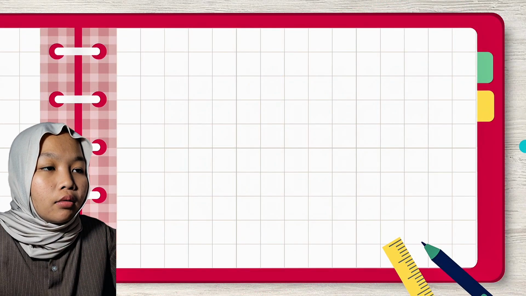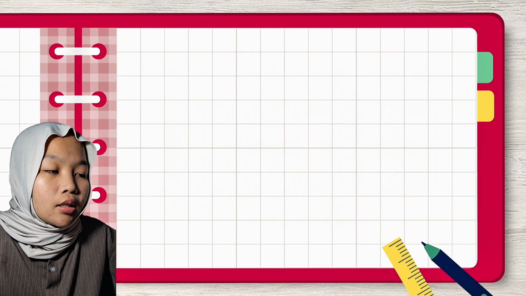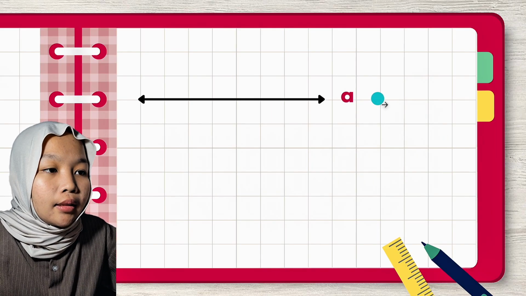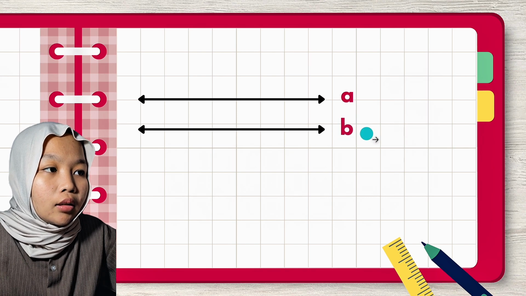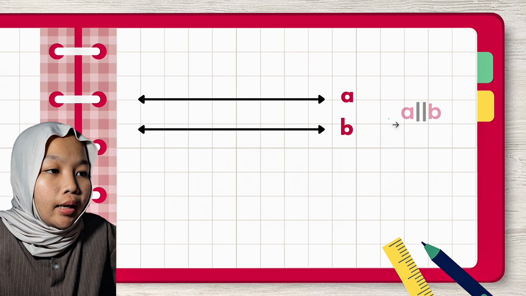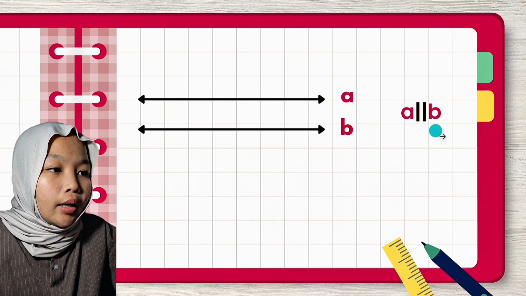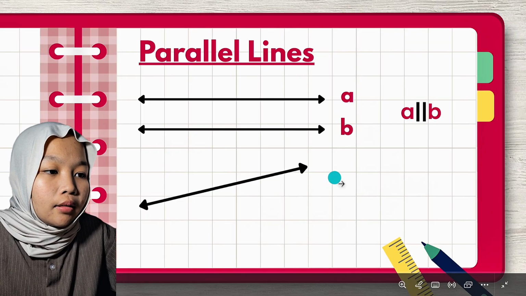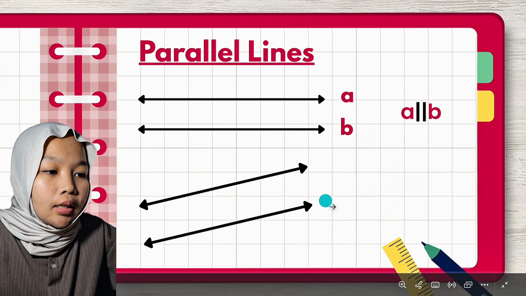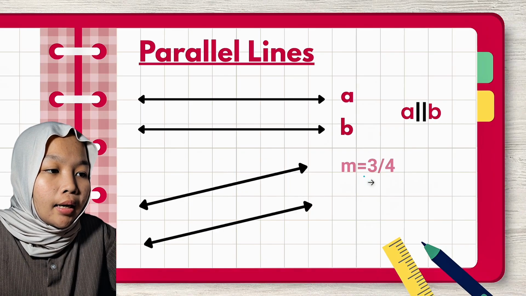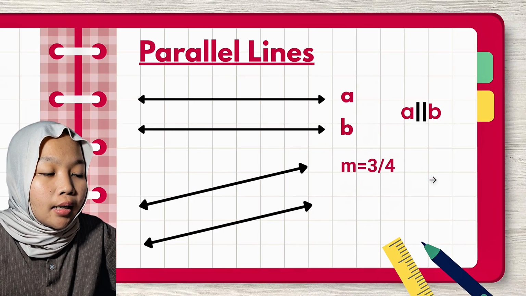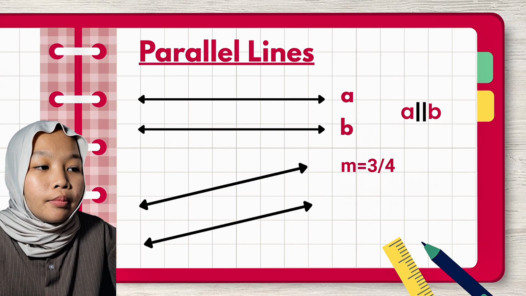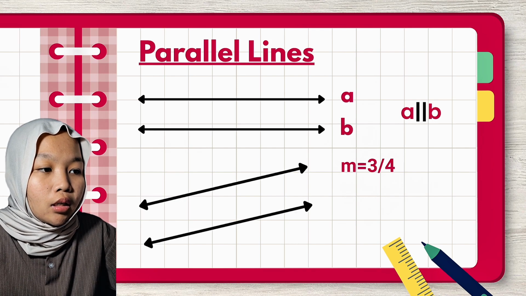Okay, for the first thing that you need to be familiar with is parallel line. So when we have a line here, let's say it's line A, then over here there is a line called line B. We can say that A is parallel to B with this symbol, and it's called parallel line. The first line has a slope, or the value of the gradient, of 3/4. Then the second line also has the same value of the slope, so the value is 3/4.